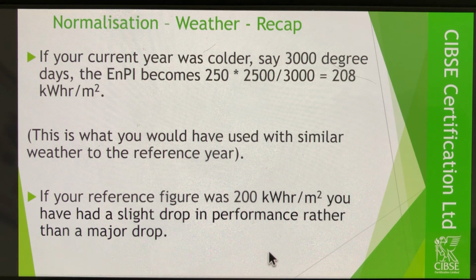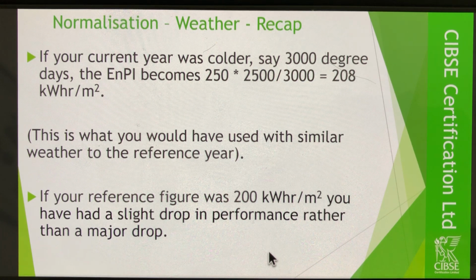Because this is what happens when you get a colder year, say 3,000 degree days. So your 250 would then be adjusted the other way. The ratio is inverted, so you end up with a figure of 208. So that's what you would have used in the reference year. You've used 250 in the cold year, but you'd have used 208 in your reference year. So if your reference year figure was 200, you've had a slight drop in performance rather than a major drop. So it's a more accurate reflection of what's actually happened.